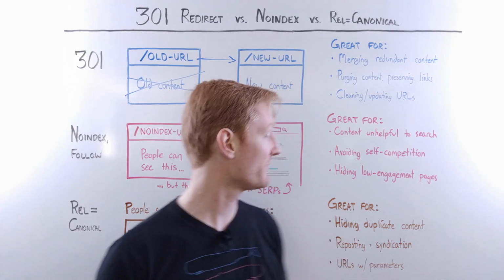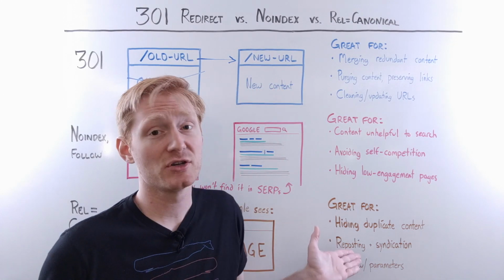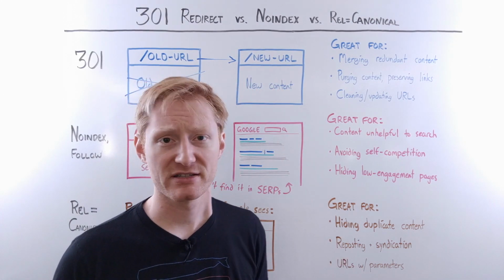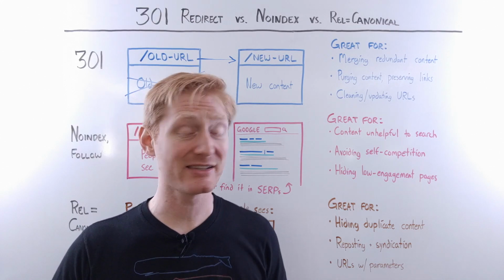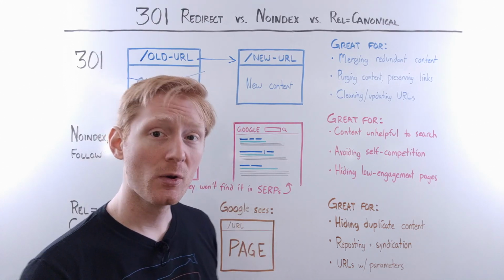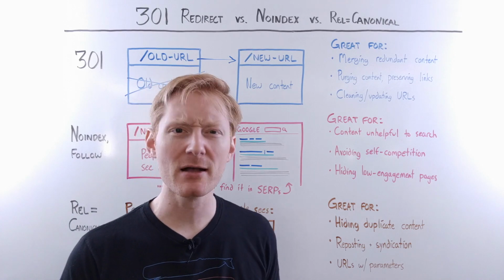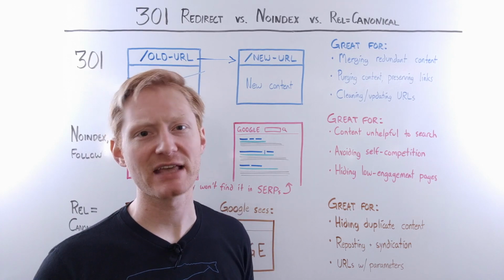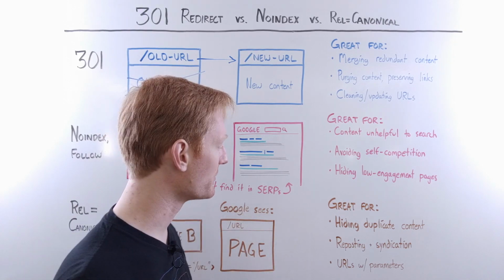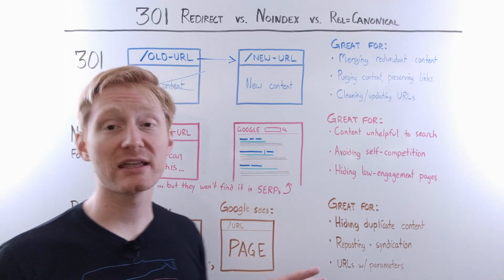And that's really helpful on a few fronts. It's great for hiding that duplicate content. Again, Google doesn't really like duplicate content. It's getting smarter and smarter at figuring out what that canonical page should be, but you don't want to leave that in Google's hands when you can designate your own. It's great for reposting and syndication.